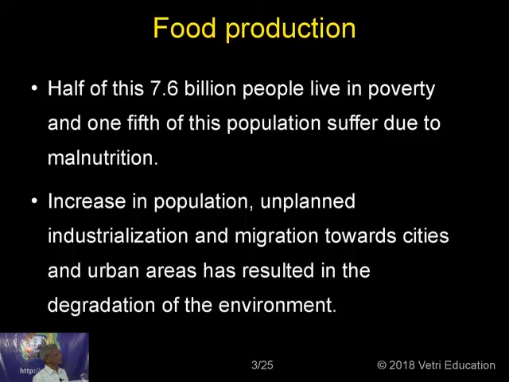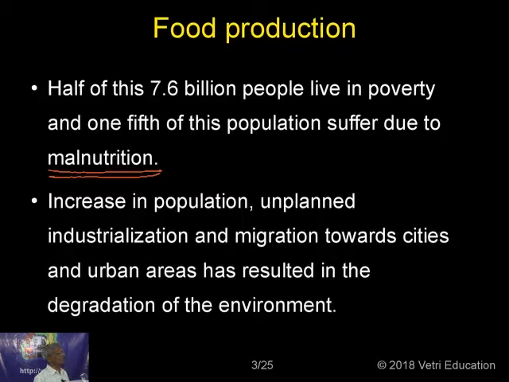Half of these 7.6 billion people live in poverty, and one-fifth of this population suffer due to malnutrition. You see, that is the problem. Why is there malnutrition? The malnutrition is because of the insufficiency of good food. The food that the children are eating today does not have sufficient protein or sufficient vitamins. Because of this, so many vitamin deficiency diseases and protein deficiency diseases are produced in the children.